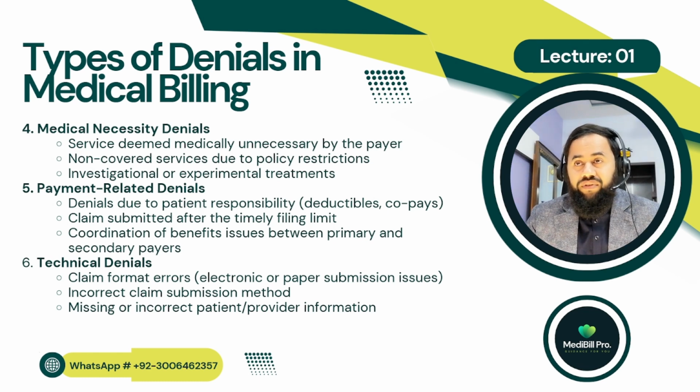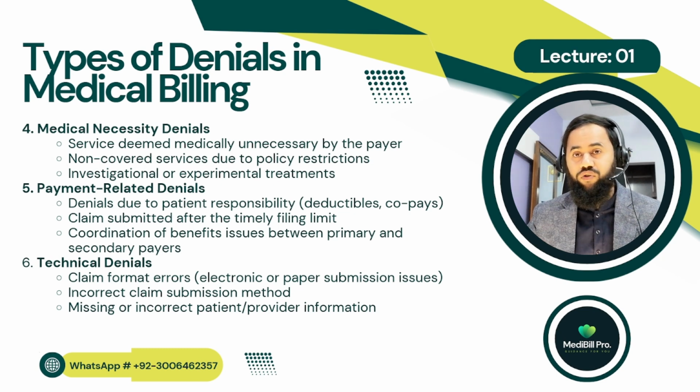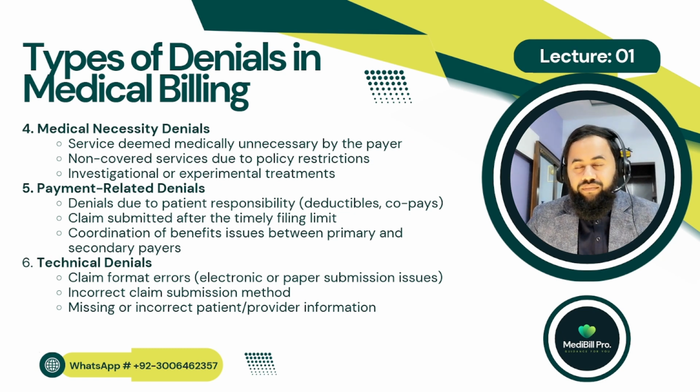Next is payment related denials. Yes, denials due to the patient responsibility, deductibles, or co-payments, like when the insurance company did not pay anything. They can say that the patient has not met the deductibles. Basically, the deductible is the amount which a patient needs to meet before insurance kicks in. Okay, so if the patient does not meet their deductible, then the insurance company is not going to pay that claim. Basically, they are going to make it the patient's responsibility as a co-payment, co-insurance, or deductible.